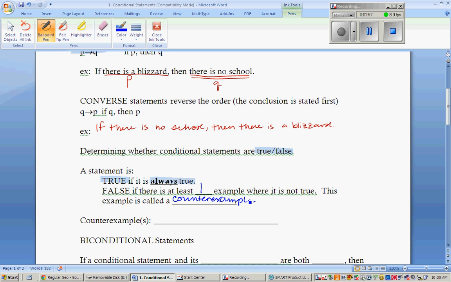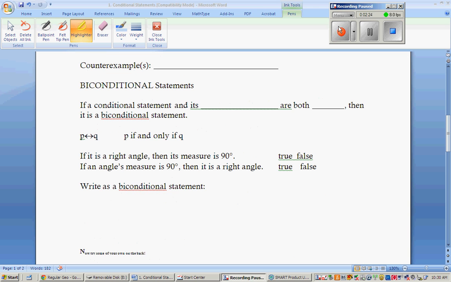So let's think of some counterexamples to the converse, because it is not always true. If there is an actual blizzard, not a snowstorm, then there is no school. So if there's no school, then there is a blizzard. I want you guys to come up with some counterexamples to this statement. So you're trying to find times when there is no school, but there was something other than a blizzard that happened. And we'll check those out in class.